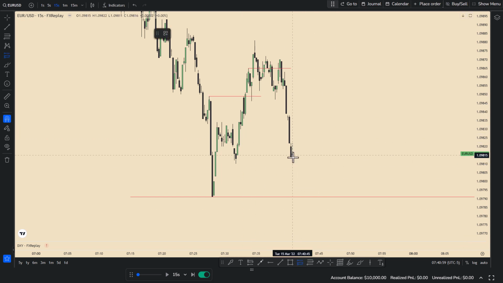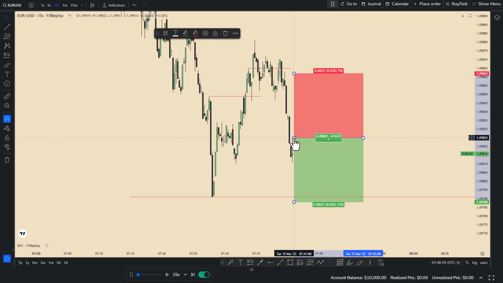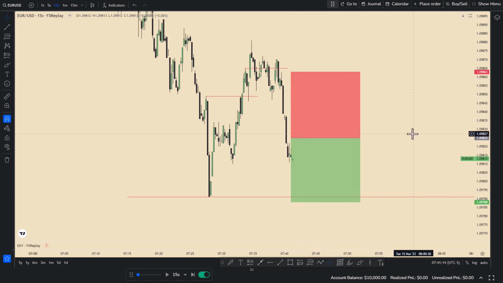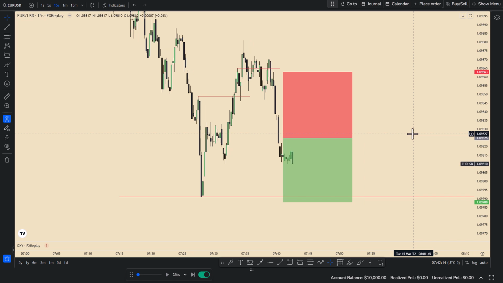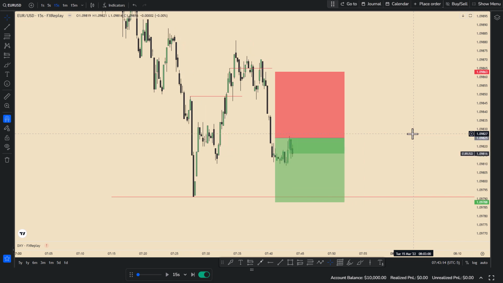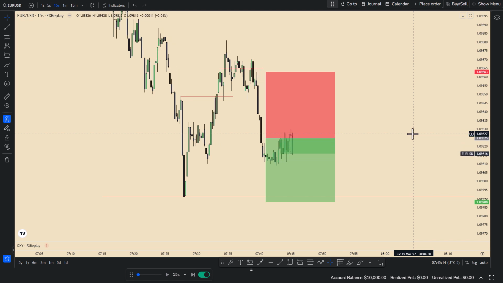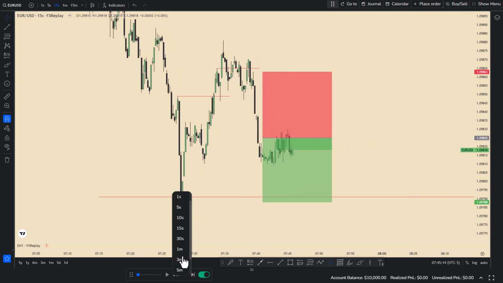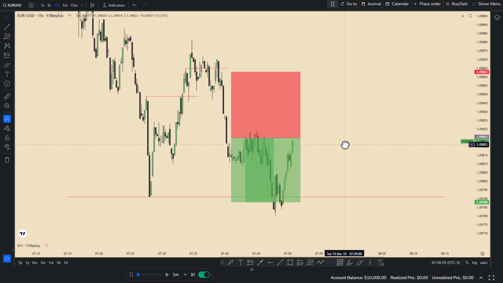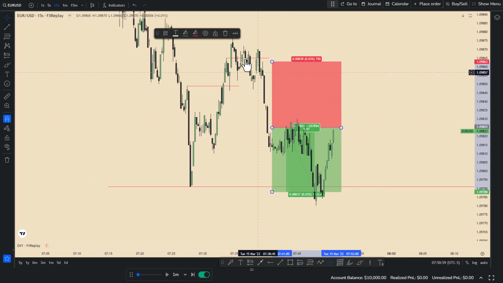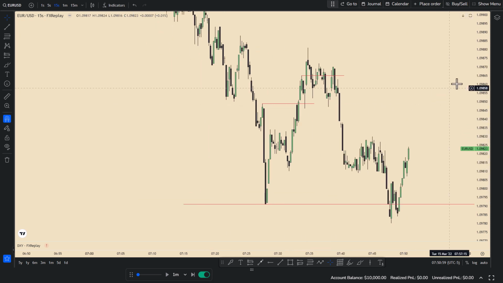So what I can do is I can take my entry from here, maybe from this fair value gap, I don't know, this imbalance, maybe from this imbalance, I don't know, right? Something like this. Put my stop loss here, and I target this. So let's see. And you can see my target has been hit. This is just a simple example, right?